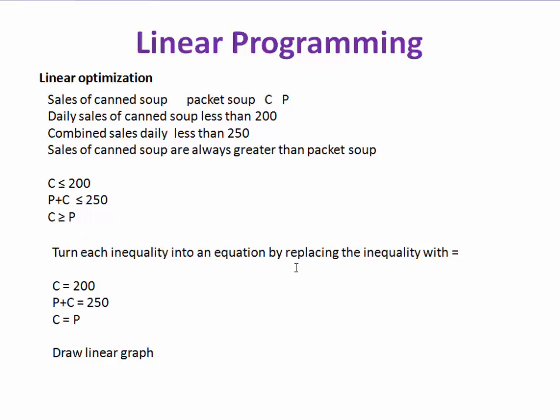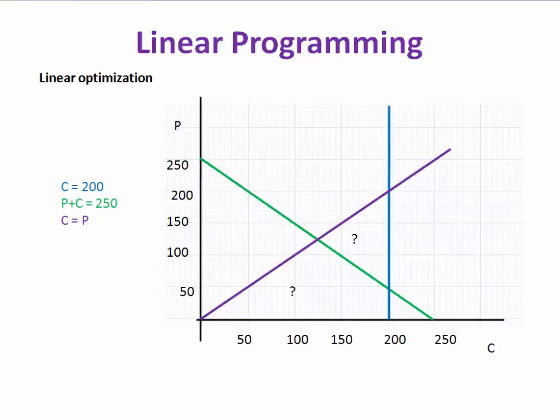Now we turn each of these inequalities into an equation by just replacing the inequality with an equal sign. So this first one becomes C equals 200, second one P plus C equals 250, and the last one C equals P. Then we draw a linear graph. So this line is C equals 200, this green line P plus C equals 250, and this one C equals P. So horizontal is C, vertical is P. Canned soup, packet soup.